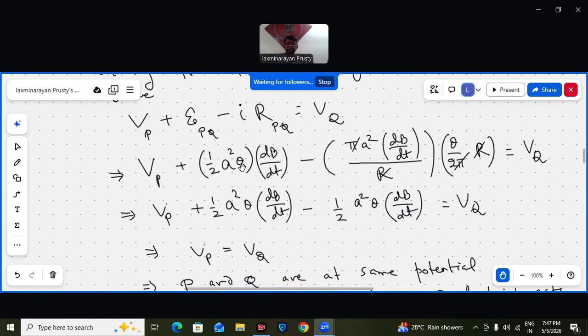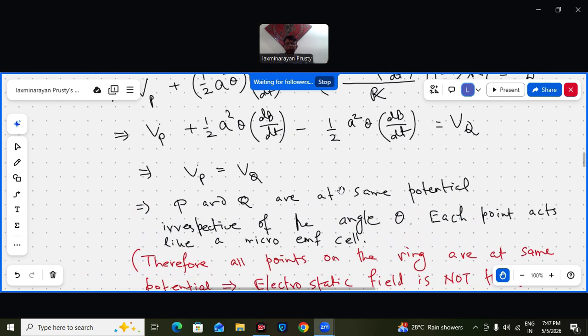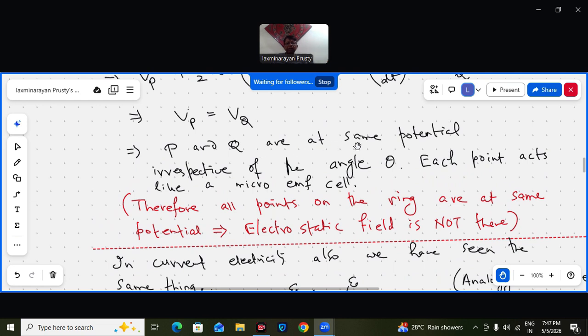But just see that the second term and third term are the same. Pi cancels, R cancels. So this is half A square theta dB by dt, and this is also minus half A square theta dB by dt. They cancel out. So Vp is equal to Vq. So P and Q are at the same potential, irrespective of the angle theta. That means each point acts like a micro EMF cell, and therefore all points on the ring, irrespective of theta, are at the same potential.